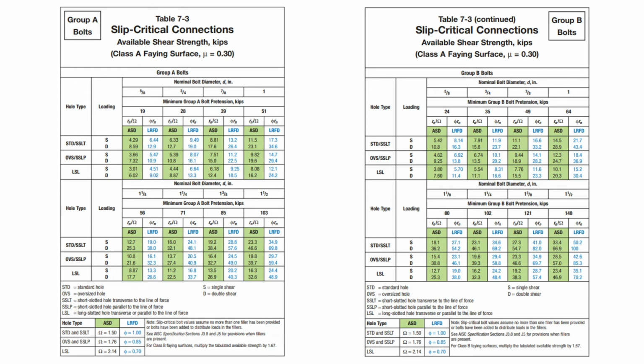Manual Table 7-3 has the slip capacity of Group A and Group B bolts in Class A surfaces for different bolt sizes in different hole types under single or double shear. It is also possible to use these values for Class B surfaces by multiplying by the factor 1.67 as indicated at the bottom of the tables.